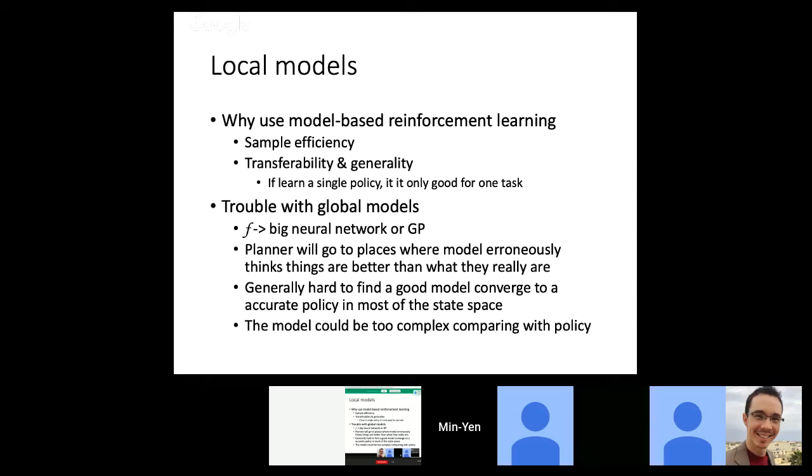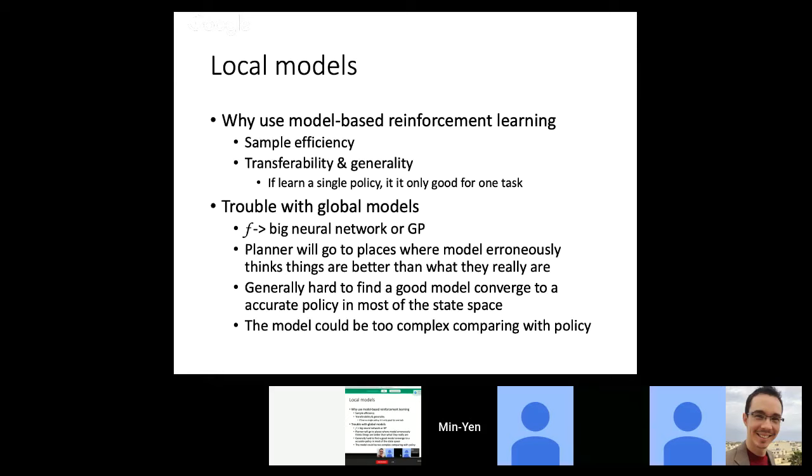Just now, Nick talked about the global models, and first is why we use model-based reinforcement learning. First is the sample efficiency. Model-free reinforcement learning needs a lot of samples. For model-based RL, we just need a limited set of samples. It's more efficient, and also it's more transferable and can be generalized. If you learn a single policy, it can only be good for one task. But for a similar environment, if you learn a model, the model can be applied to some other task as well.